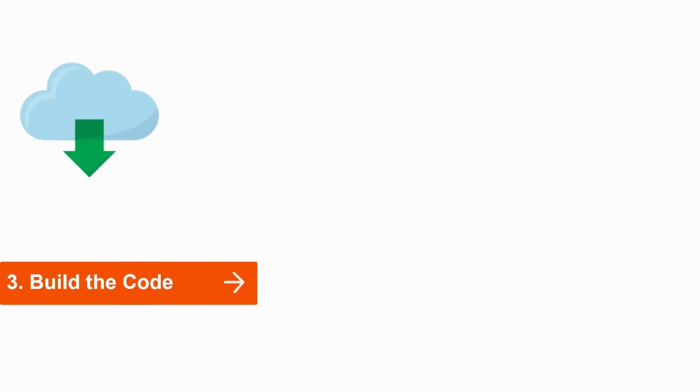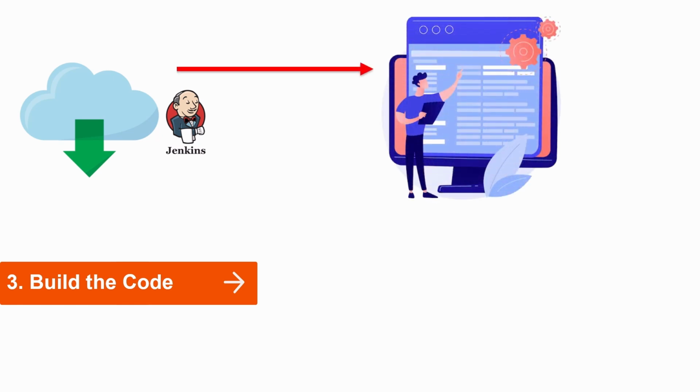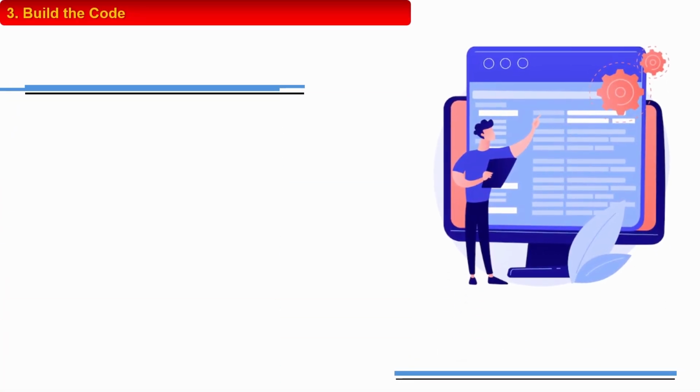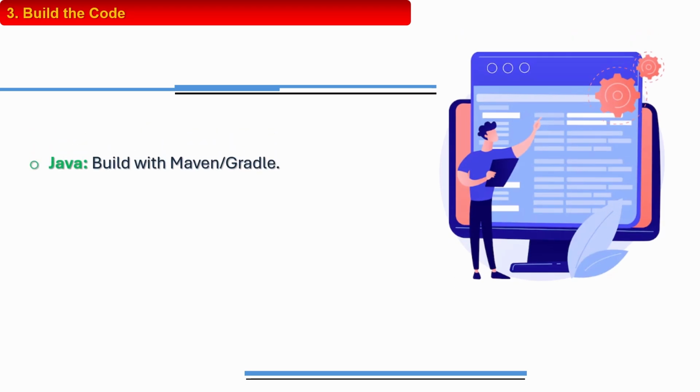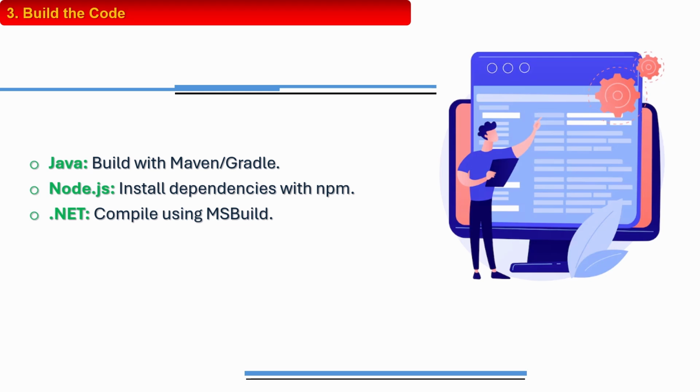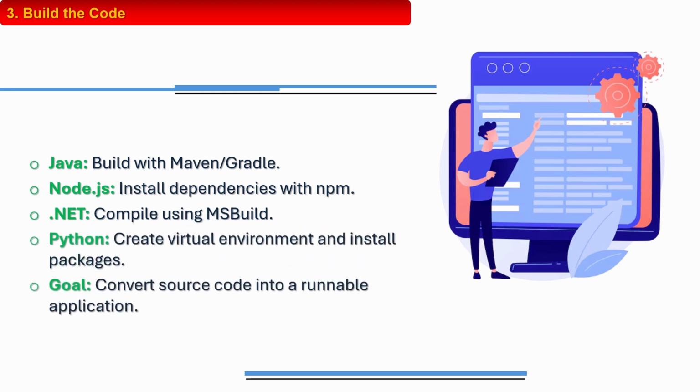Step 3 is build the code. Now Jenkins downloads the latest version of the project, but the source code cannot be executed directly. It first needs to be transformed into an executable application. Exactly what happens depends on the programming language. If it is a Java application, Maven or Gradle compiles the project. If it is a Node.js application, NPM installs the dependencies and prepares the application. And if it is a .NET application, MSBuild compiles the solution. The objective is always the same: convert the source code into a runnable software artifact.